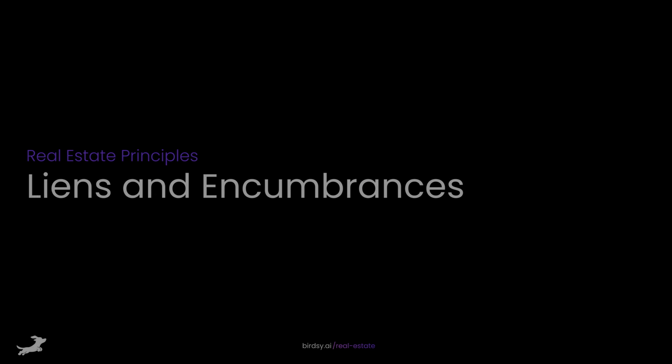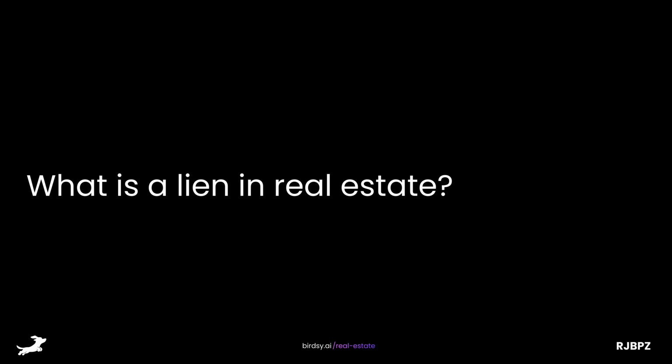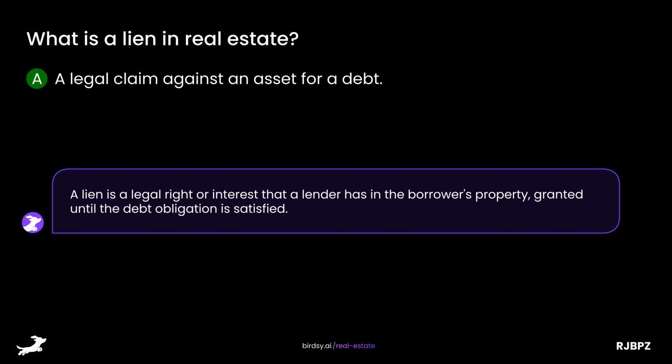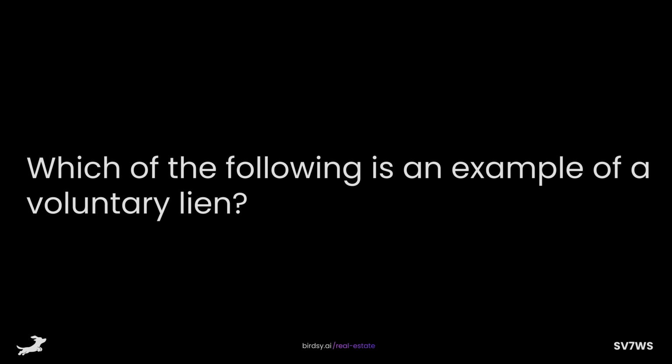Liens and encumbrances. What is a lien in real estate? Is it A, a legal claim against an asset for a debt? B, an ownership interest in a property? C, an optional insurance for property maintenance? Or D, a document transferring title of real estate? The answer is A, a legal claim against an asset for a debt. A lien is a legal right or interest that a lender has in the borrower's property, granted until the debt obligation is satisfied.